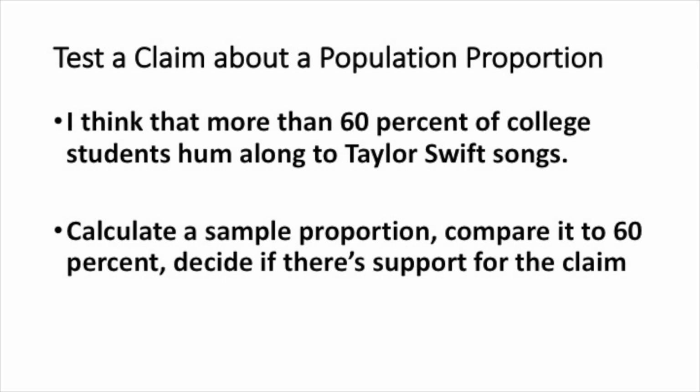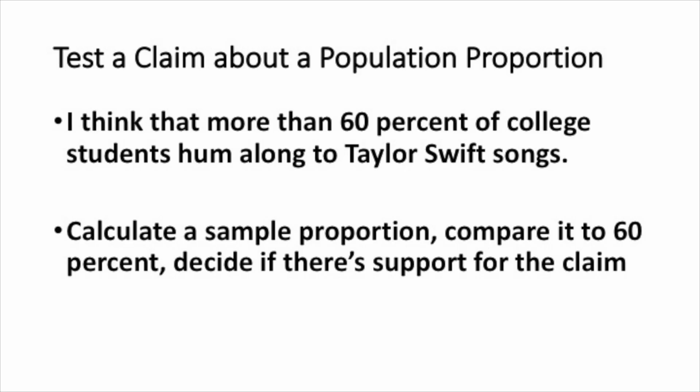Likewise, we can use information from a sample to test a claim we might have about a population proportion. For instance, I've always believed that more than 60% of college students hum along when they hear a Taylor Swift song. Again, that's a claim that I'm making about all college students. Unfortunately, I couldn't go around and ask every single college student in the world whether or not they hum along when they hear a T-Swizzle song on the radio. So instead, I could collect data from a sample and calculate a sample proportion. I would compare that sample proportion to that 60%, which is my claim, and then ultimately I'd be able to decide if there's enough support for my claim, or it's possible that I would reject my claim altogether.